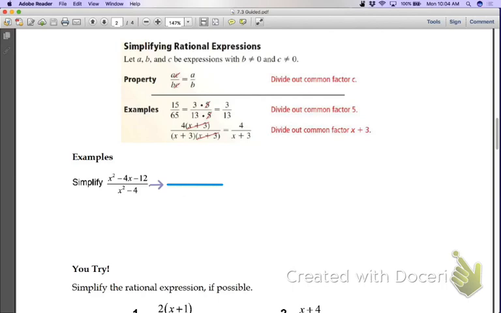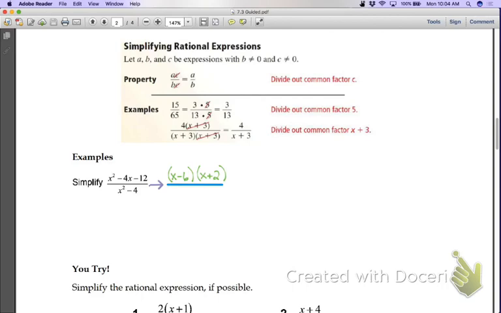If I factor the top, x squared minus 4x minus 12, what are my two binomials? The good thing is, all of these will factor. How can I factor x squared minus 4x minus 12? Two numbers that multiply together to give me a negative 12 and combine to give me a negative 4: 6 and 2. The 6 needs to be negative, so x minus 6 and x plus 2.